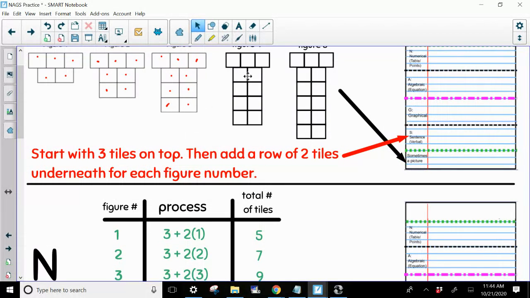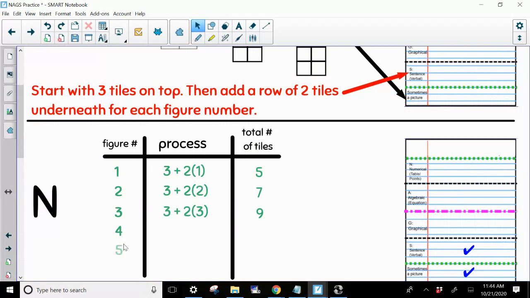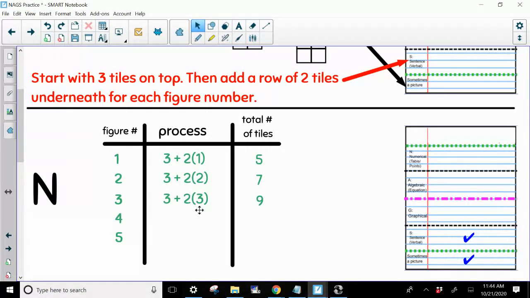And then we're just going to keep going. We've got figure 4 and figure 5. We technically should now be able to see, we don't even need to look at them, because we know that we're going to plug in our figure number right into here.